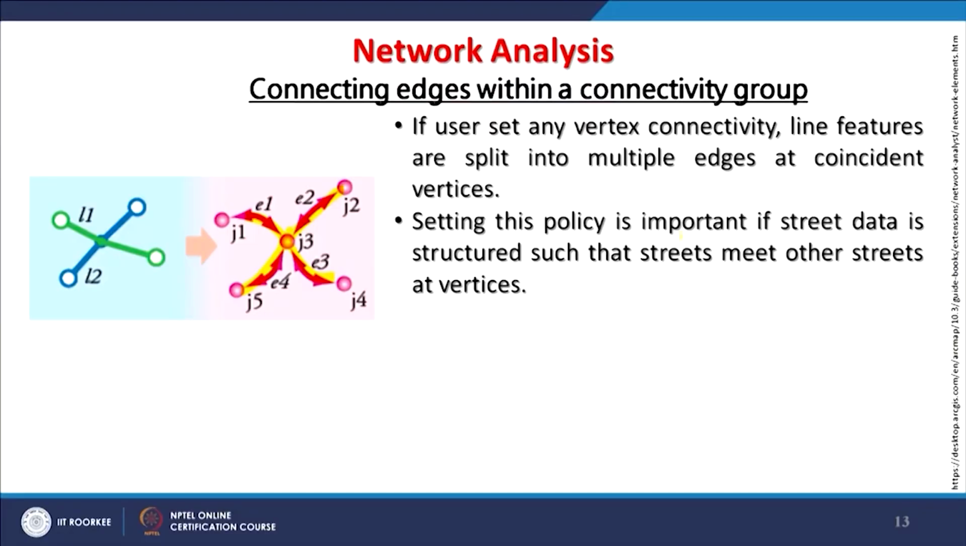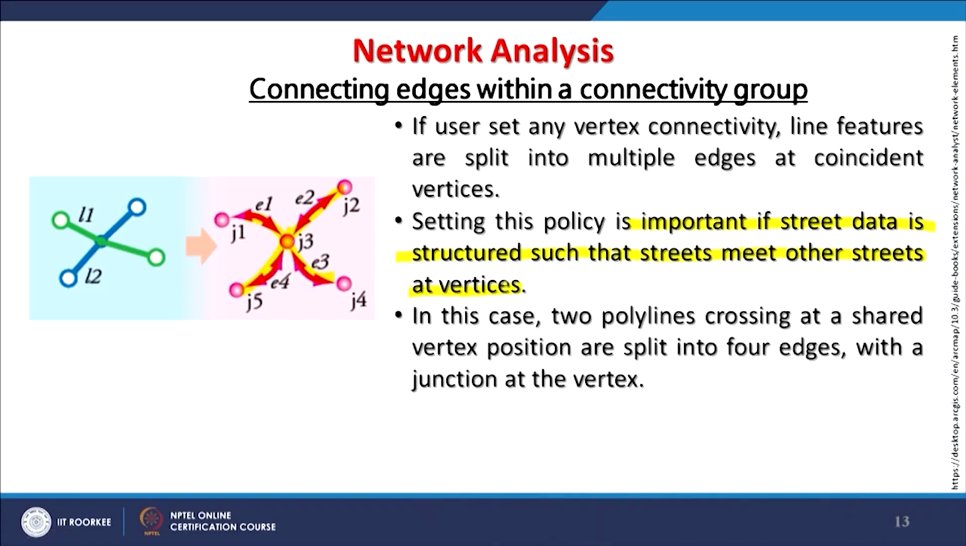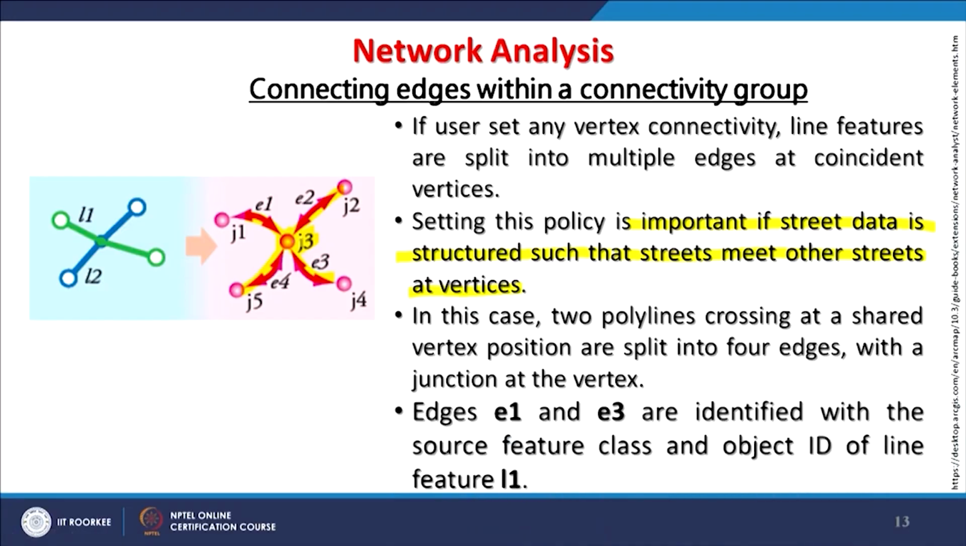So, setting this policy about creating junctions is important if street data is structured in a manner that streets meet other streets at the vertices. But if it is a junction like this, as I have said, if the junction is having 2 different levels, then there will be a different scenario. So, in this case 2 polylines crossing at a shared vertex position are split into 4 edges with a junction at the vertex. This is what you are seeing, the J3. So, the junction at the vertex is J3 in this example.